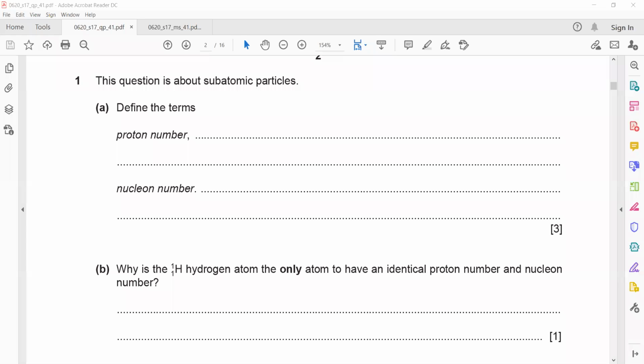June 2017, variant 1, paper 4. So it is the number of the proton inside the nucleus.